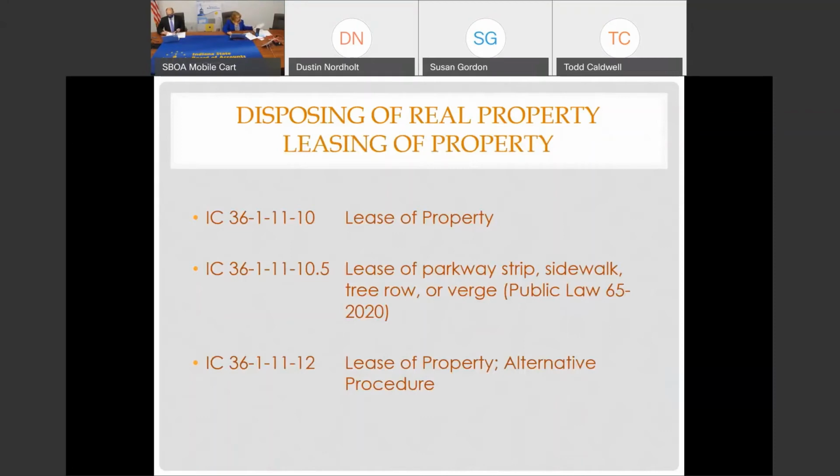Instead, we're going to spend more time on leasing of property. There are 3 sections regarding leasing of property, and 36.111.10 would be the general procedures. And then there's a specific situation where you can lease a parkway strip, a sidewalk, tree row, or verge. And then there's also some alternative procedures for the leasing of property.